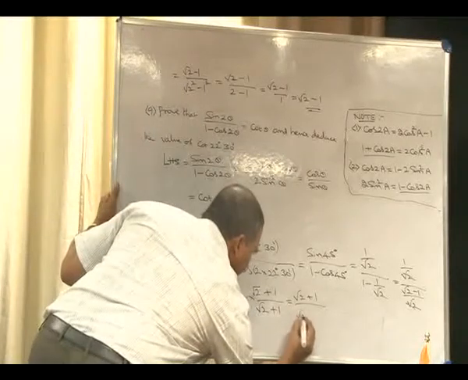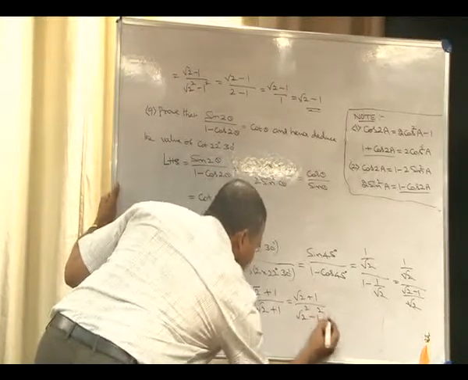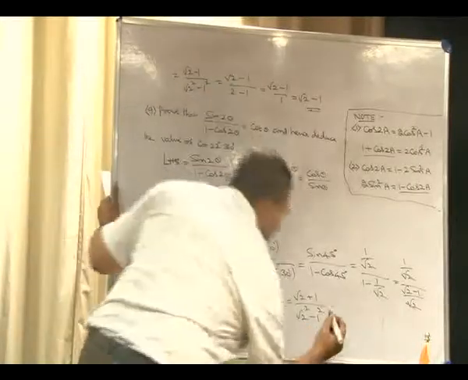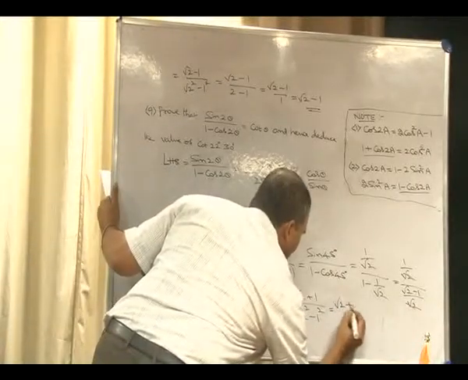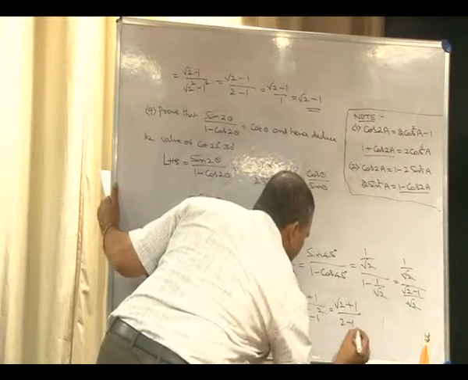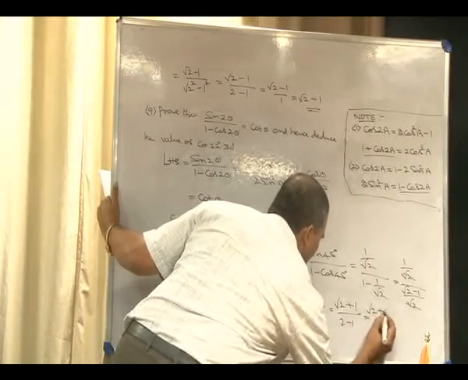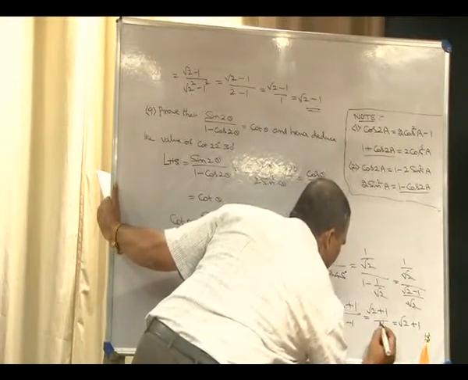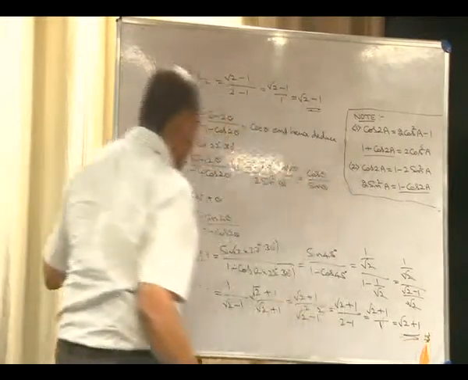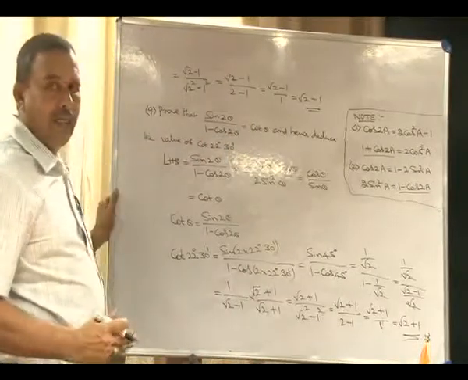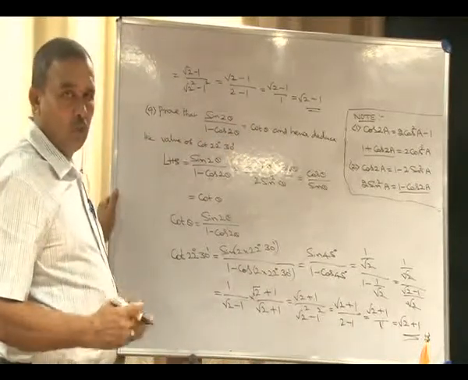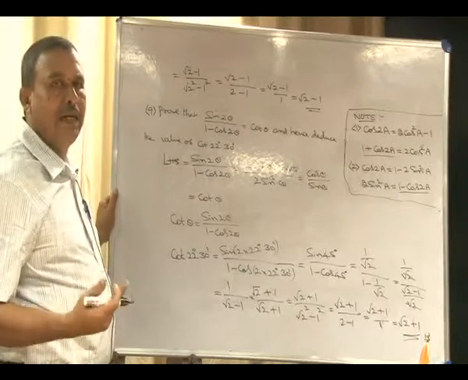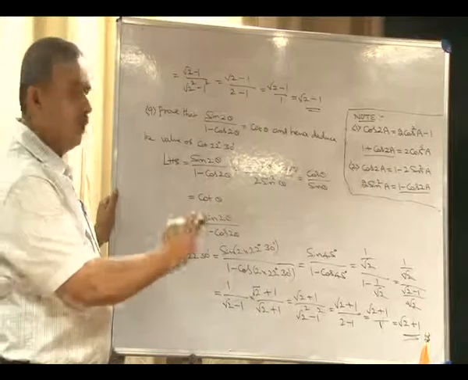The denominator root 2 minus 1 into root 2 plus 1 is root 2 square minus 1 square, since a minus b into a plus b is a square minus b square. Here a is root 2, b is 1. That is root 2 plus 1 by 2 minus 1, which is root 2 plus 1 by 1, equal to root 2 plus 1. The value of cot 22 degree 30 minutes is root 2 plus 1. The value of tan 22 degree 30 minutes, or tan 22 and a half degree, is root 2 minus 1.